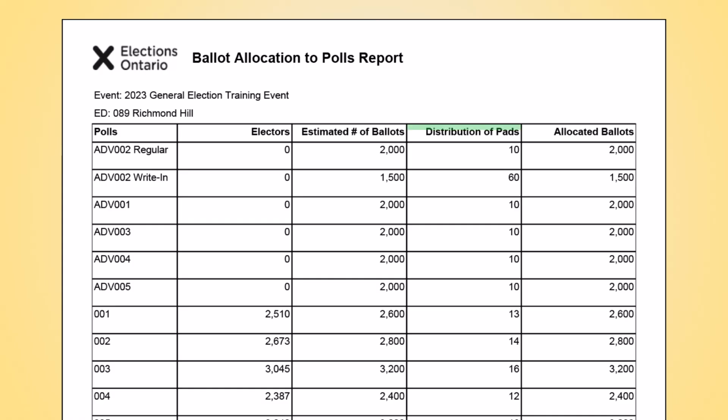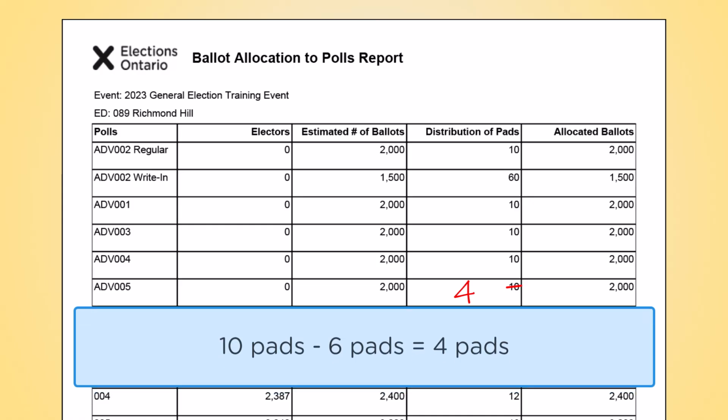Begin by adjusting the distribution of pads for the poll from which you are reallocating ballots. Cross off the original number, subtract the amount of pads you are reallocating, and write in the new number. In this case, we would cross off the 10 in the distribution of pads column for ADV005 and write in 4. 10 pads minus the 6 pads we are reallocating leaves 4 pads.